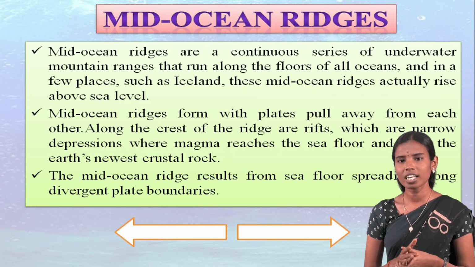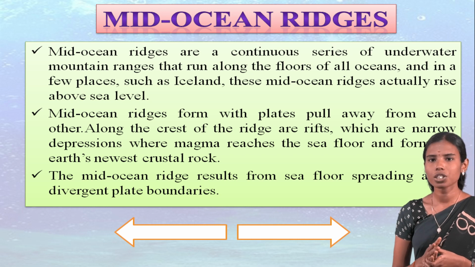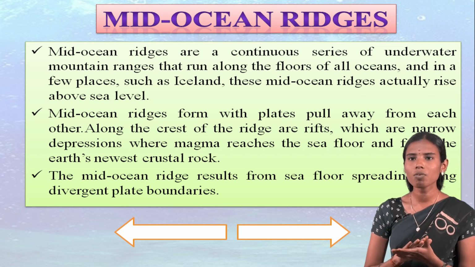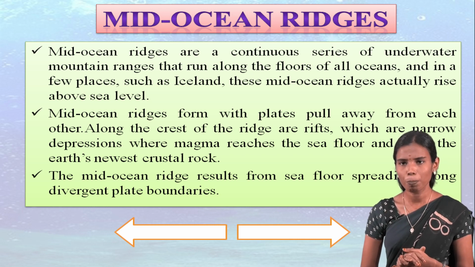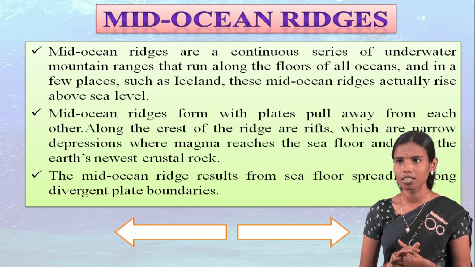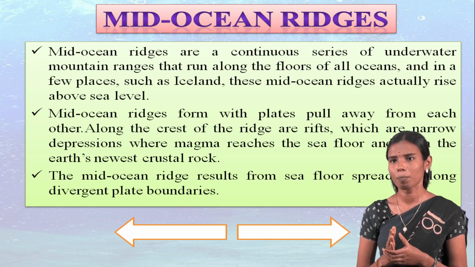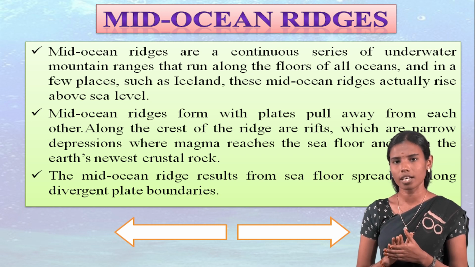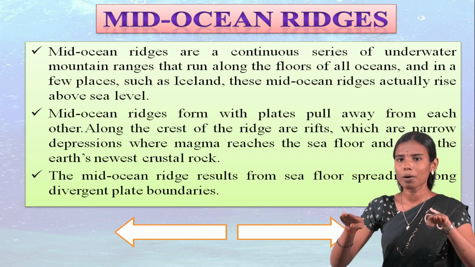Next we will see about the last portion of the ocean floor, the mid-oceanic ridges. Mid-oceanic ridges are an active region where new oceanic floors are created. It's a continuous series of underwater mountain ranges that run along the floors of all oceans, and in a few places such as Iceland, the mid-oceanic ridges actually rise above sea level. Mid-oceanic ridges form as the plates pull away from each other. So the mid-oceanic ridge is a feature of a divergent plate boundary where two plates move apart from each other.